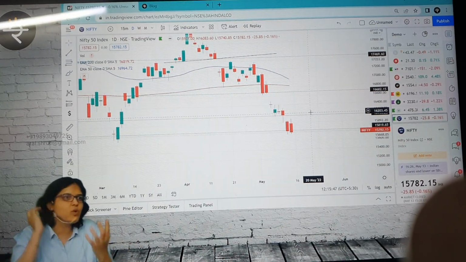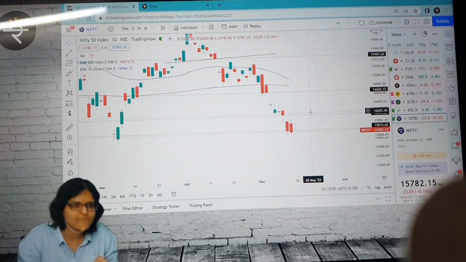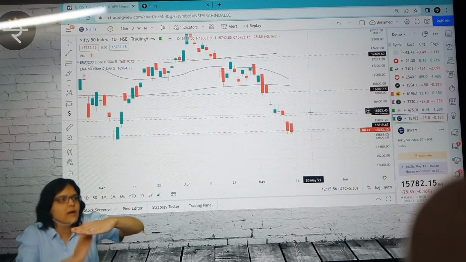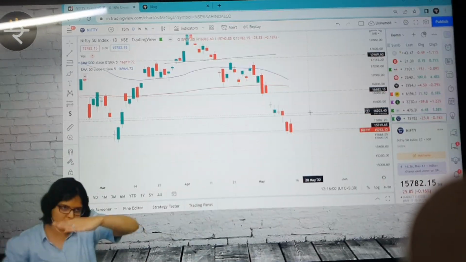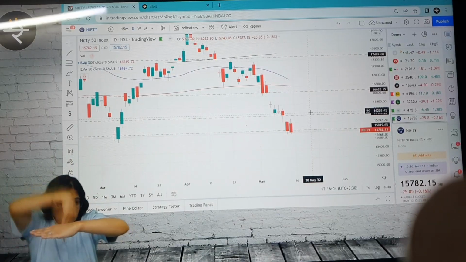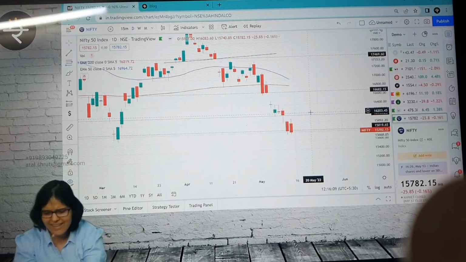Are you understanding this? 200 day moving average power, 50 day moving average power. So always remember, when the short term average cuts above the long term average, good sign or bad sign? Short term average cuts above the long term average, good sign. Short term average goes below the long term average, bad sign. Okay. Then there can be multiple case studies.